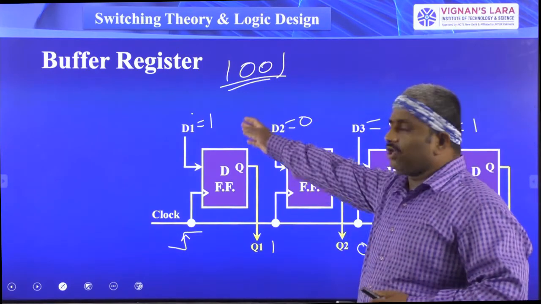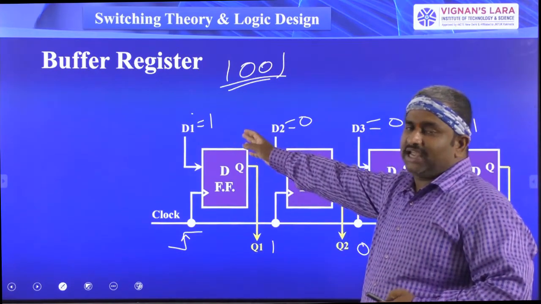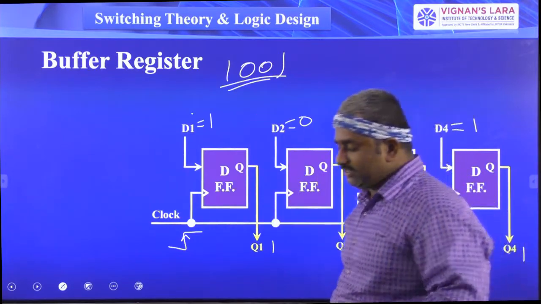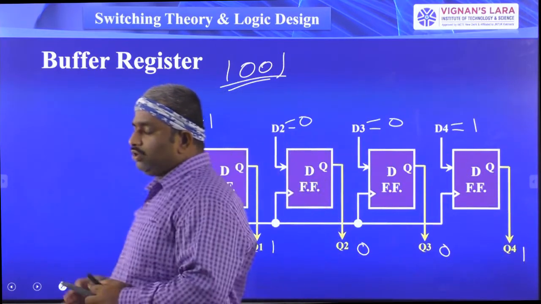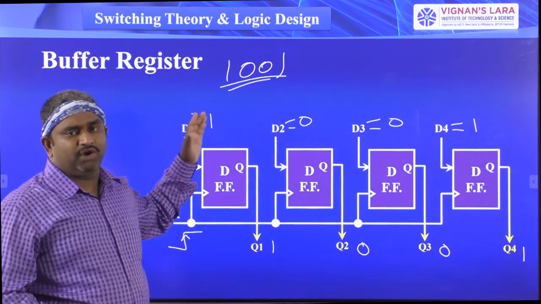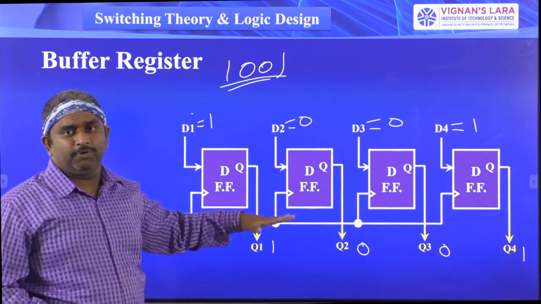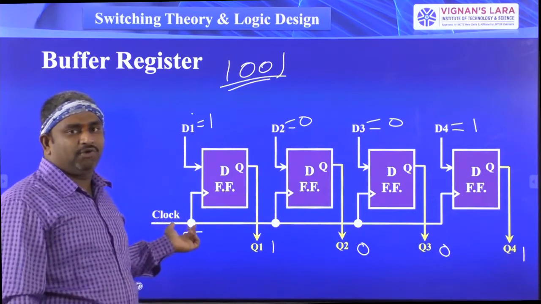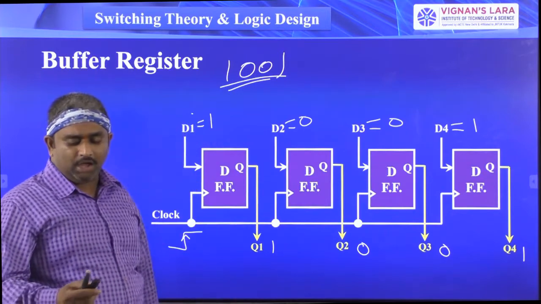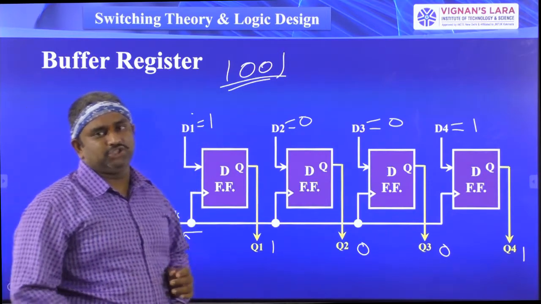Whatever data you are giving at the input side, the same data follows to the output whenever you give the clock pulse. It's a very simple thing, you have to understand the concept. Whenever you give the data, the output follows the input data, but with the help of the clock pulse. When you give the clock pulse, the input data goes to the output. So this is the buffer register.